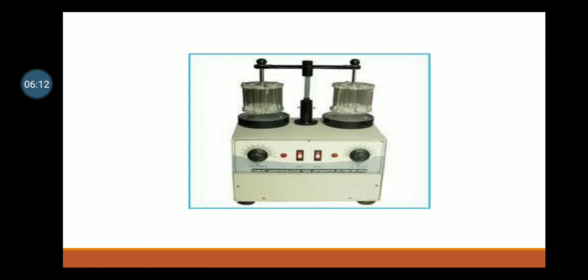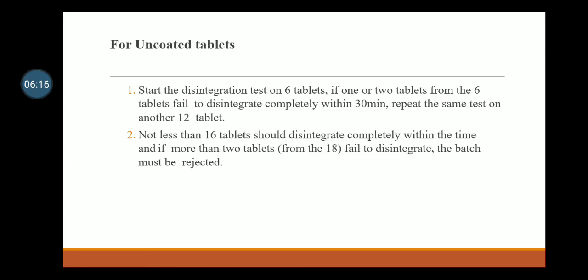So this is the tablet disintegration test apparatus. For uncoated tablets, first start the disintegration test on 6 tablets. If 1 or 2 tablets from the 6 tablets fail to disintegrate completely within 30 minutes, repeat the same test on another 12 tablets. Second, not less than 16 tablets should disintegrate completely within the time, and if more than 2 tablets from the 18 fail to disintegrate, the batch must be rejected.